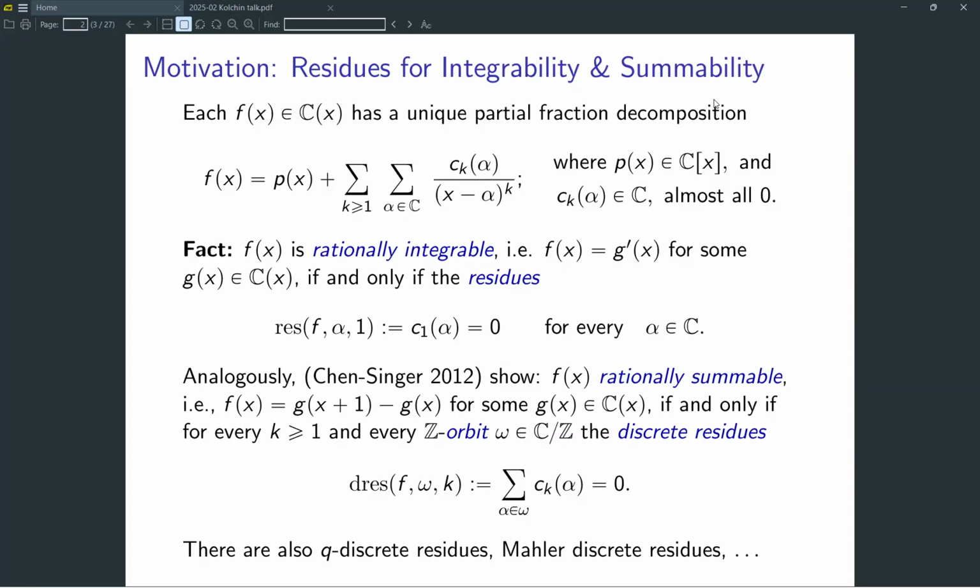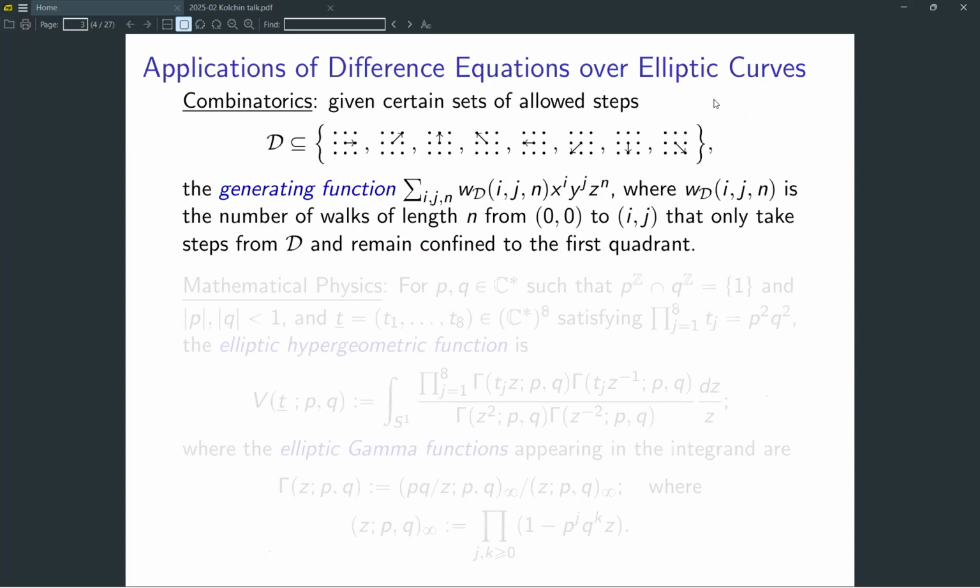I'm actually interested in the problem of summability of elliptic functions. And this plays into the study of difference equations over elliptic curves. And so a real brief introduction to what we can do with those sorts of things, like why we would care. There have been some really fun applications in combinatorics. Like suppose you're walking in the first quadrant and you're only allowed to take a certain prescribed set of steps. Like maybe you're not allowed to move in all the directions that a king can. Maybe you can only go up or right or down left.